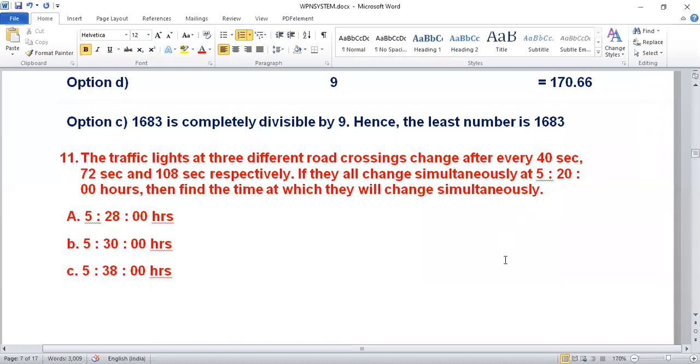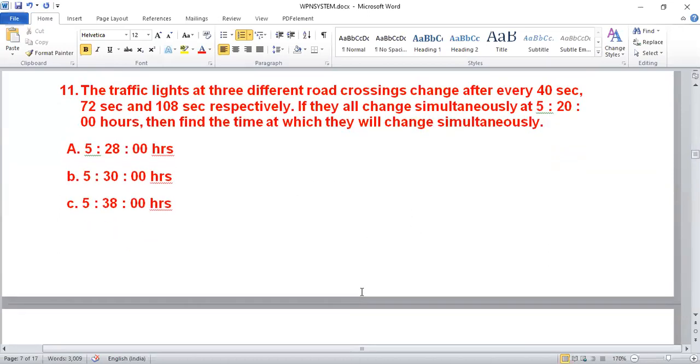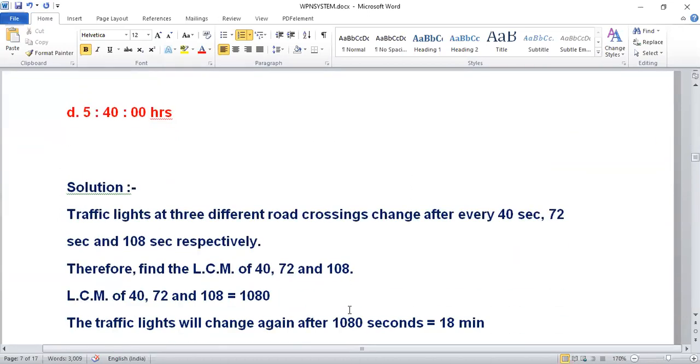If we have to choose between HCF and LCM, what will we be doing in questions regarding time? I've given you one hint. We'll find HCF or LCM. Anybody? We will go by time. We will go by LCM. Just find the LCM of these 3 numbers, 40, 72 and 108. LCM you are getting as 1080. So the traffic lights will change again after 1080 seconds, that is 18 minutes. Okay.